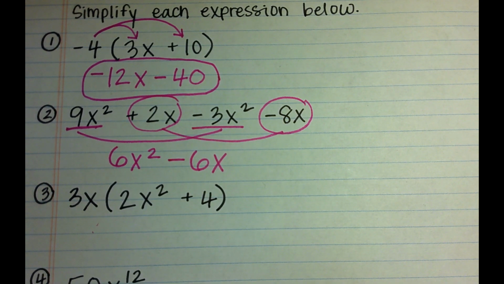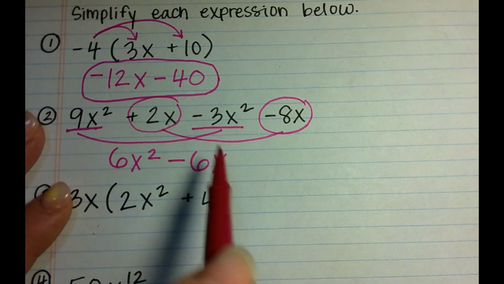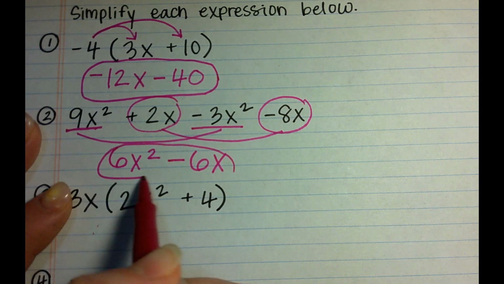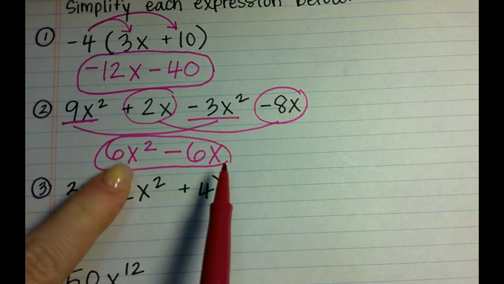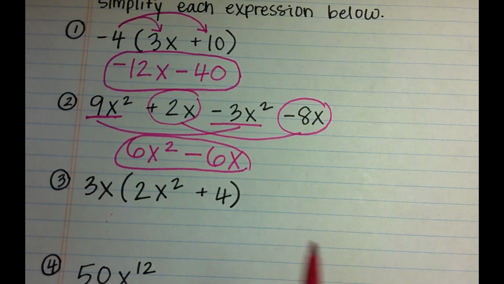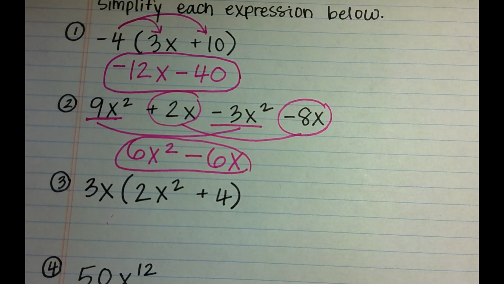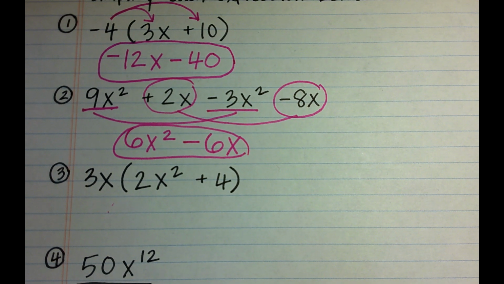Are we done? Is that it? What else is there? Yes, we are done. That's all there is to it. This is our answer: 6x squared minus 6x. We cannot combine them any further. Can anybody tell me why I can't combine them any further? They're different terms. Thank you. Even though they both have x, my first term has a square, x squared. If the exponents aren't the same, we cannot combine them. So this is as far as we can go. Any questions on number 2?